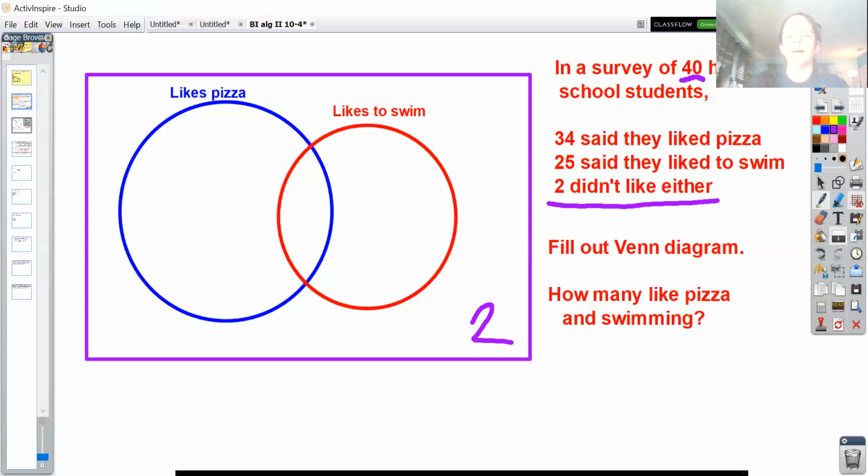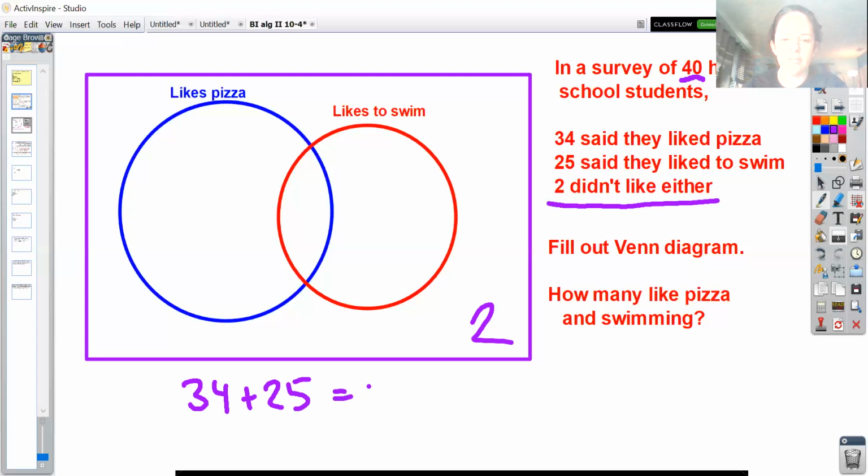And then 34 and 25 obviously add up to more than 40. So 34 have to be in the pizza circle. That would be both sections of the pizza circle added would have to add to 34. And both sections of the swimming circle have to add up to 25. But the overlap is currently being counted twice in the 34 plus 25. So we can figure out how much the overlap is by adding up 34 plus 25, which you're welcome to do in your head, but I'm going to show my work down here.